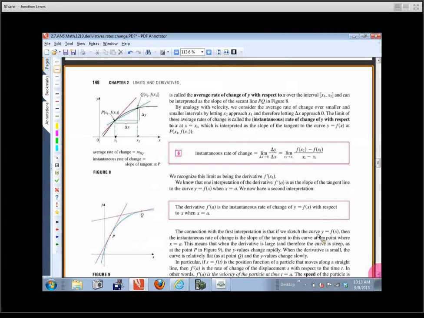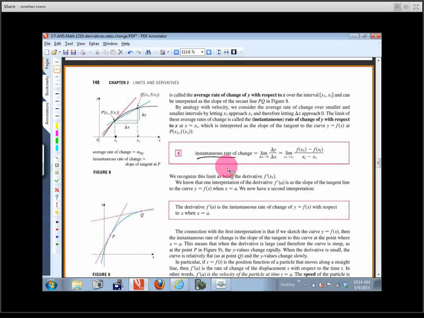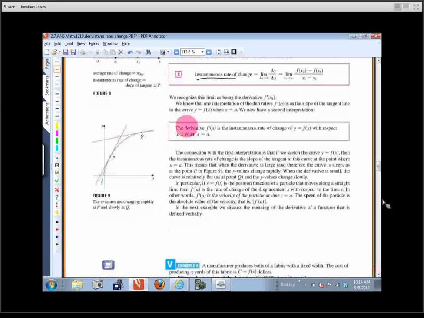It's called the instantaneous rate of change. But if you let the difference between the two x coordinates go to 0, that's going to be the slope of the tangent line, or that's going to be the instantaneous rate of change. Okay, that's going to be the derivative. Okay, we're just looking at this in just a slightly different setting. Okay, and then down here, I'm going to skip this paragraph there. It says the derivative f prime of a is the instantaneous rate of change of f of x with respect to x when x equals a.